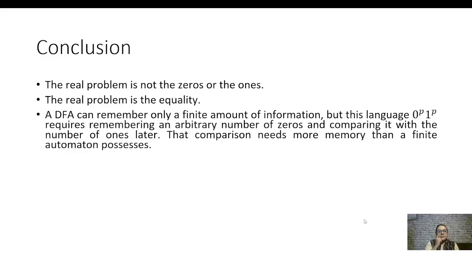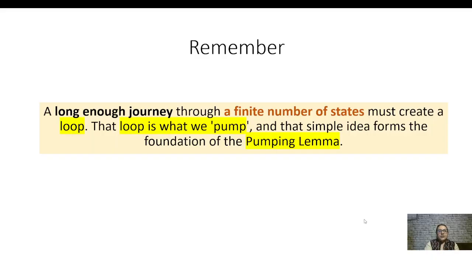The real problem is not the zeros or ones. The real problem is the equality. A long enough journey through a finite number of states must create a loop. That loop is what we pump, and that simple idea forms the foundation of the pumping lemma.